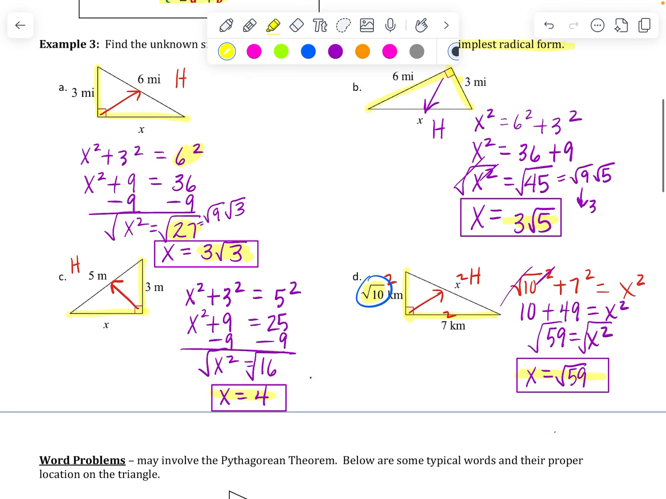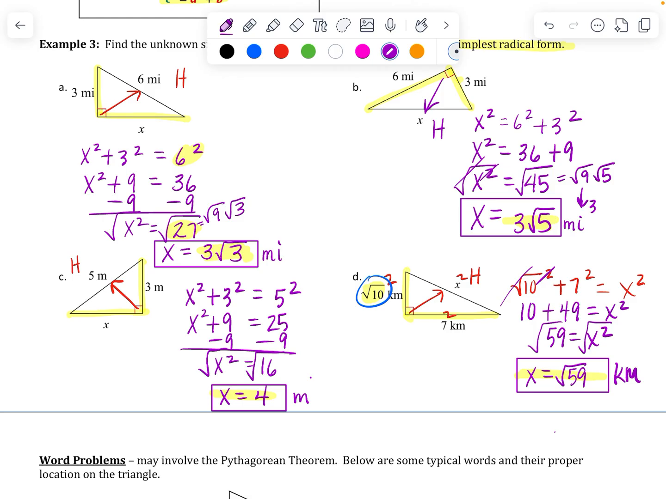And as I'm looking back at my work here, I'm noticing that I forgot all of my units. A good rule of thumb is if the original problem had units, you should have units on your answer. So in 3A, I should have had miles. 3B, I should have also had miles. In 3C, I should have had meters. In D, I should have had kilometers. So I apologize for that. I should have included units on my answer.